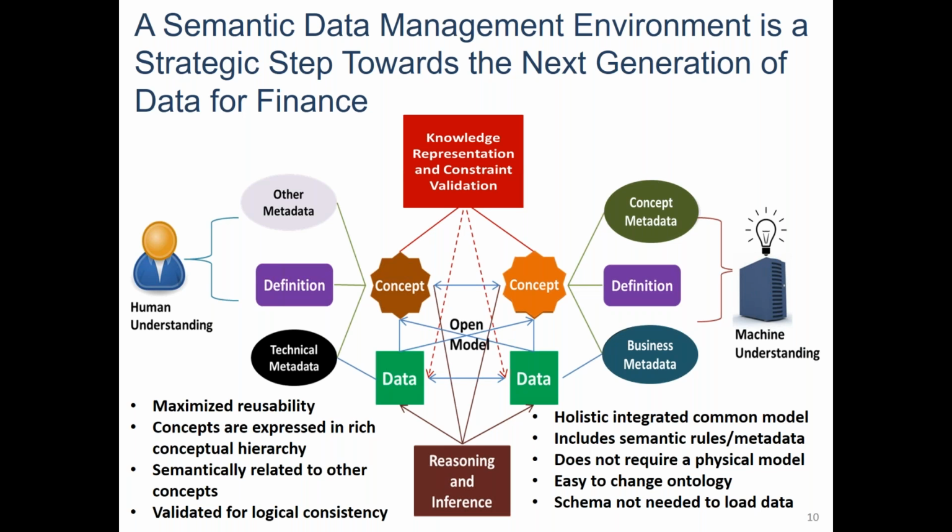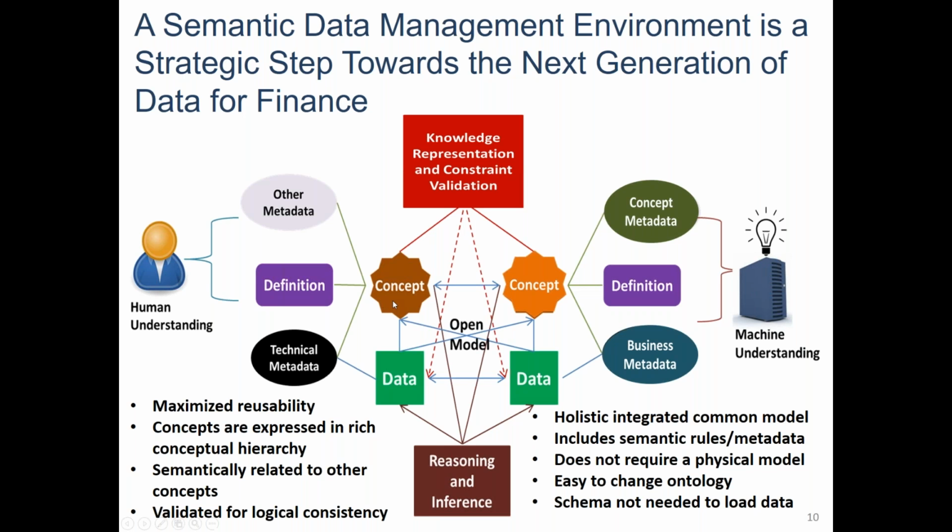We have the ability to link and integrate multiple ontologies or models into a broader integrated common model holistically, which is another prerequisite for having this logarithmic benefit of economic value. It does not require a physical model. It is essentially virtual. It's easy to change and deploy, and a schema is not needed to load the data, so we could consume data very rapidly.